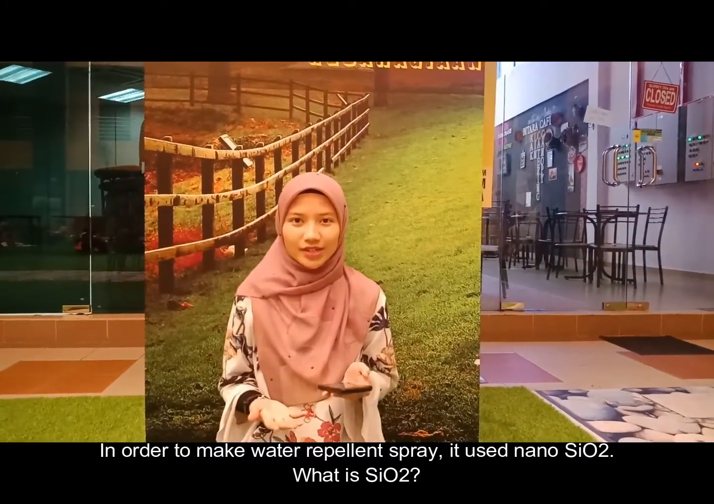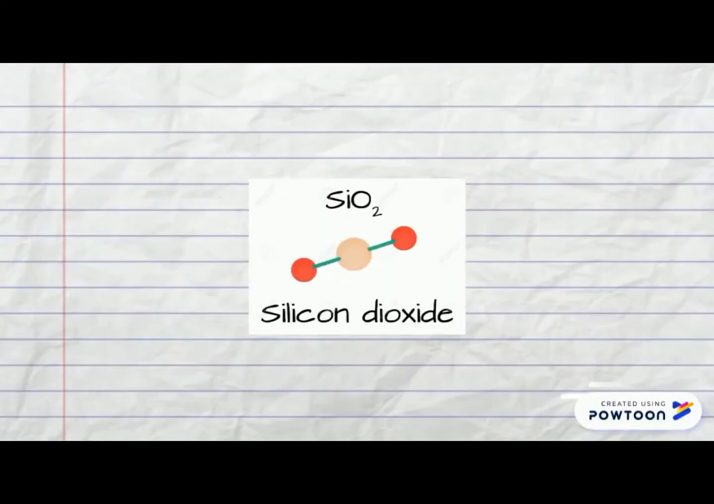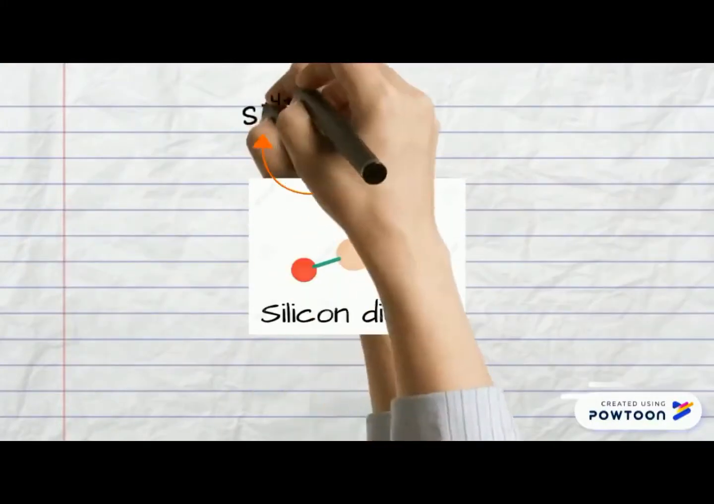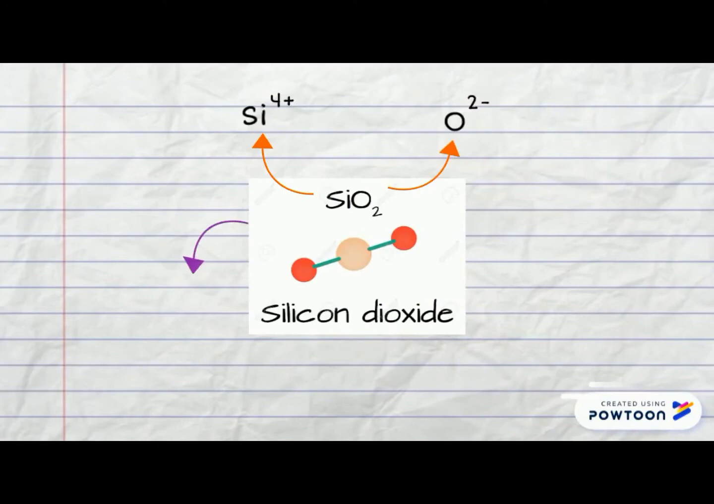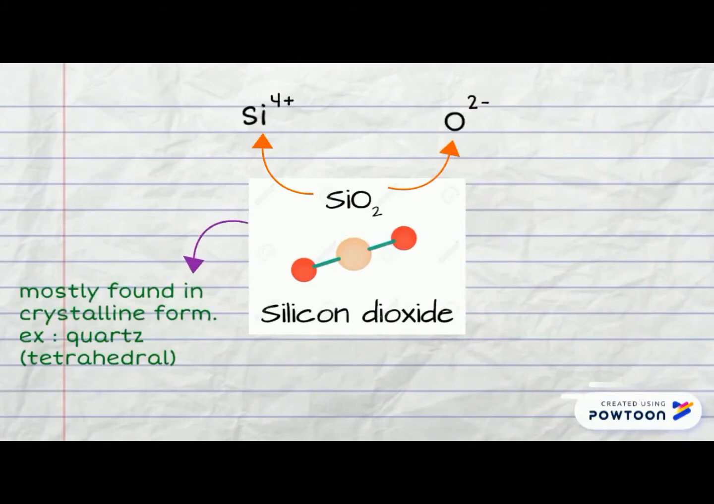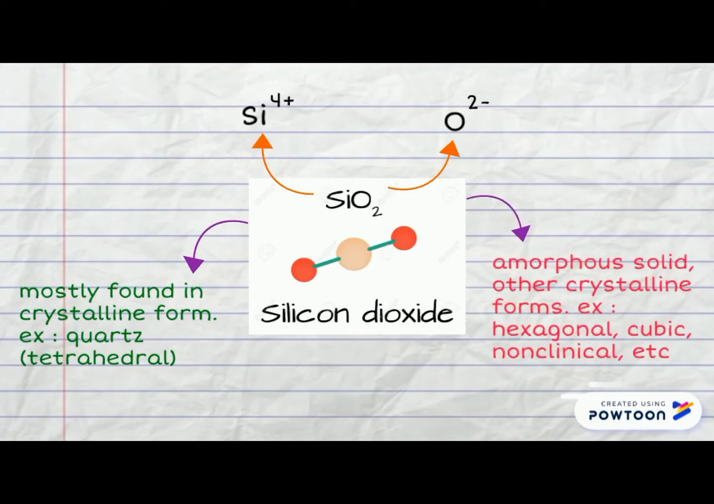What is silicon dioxide? Silicon dioxide is an oxide formed by Si4+ and O2-. The compound is mostly found in the crystalline form, for example, quartz. Other than that, SiO2 can also be found as an amorphous solid or other crystalline forms.